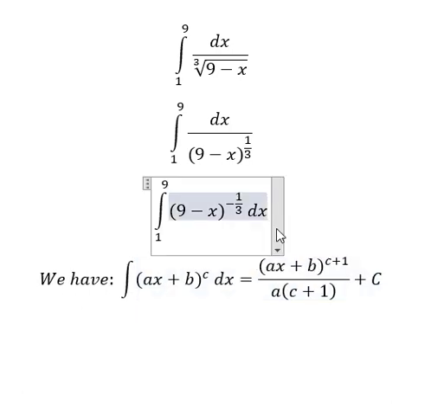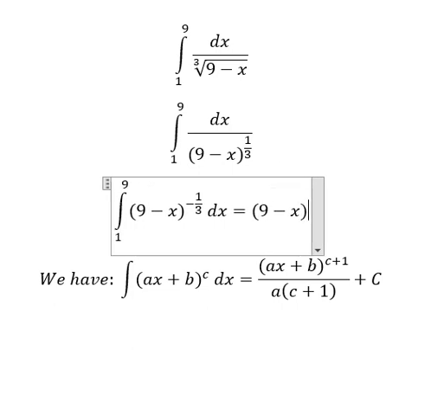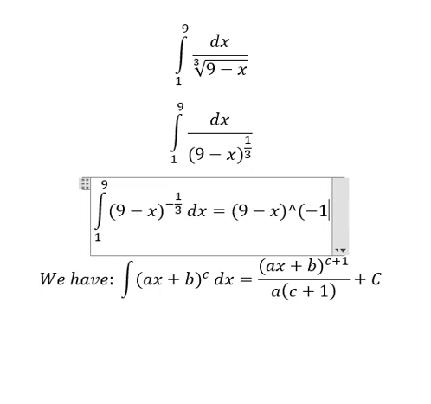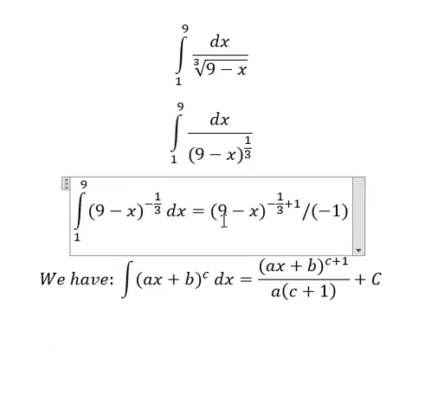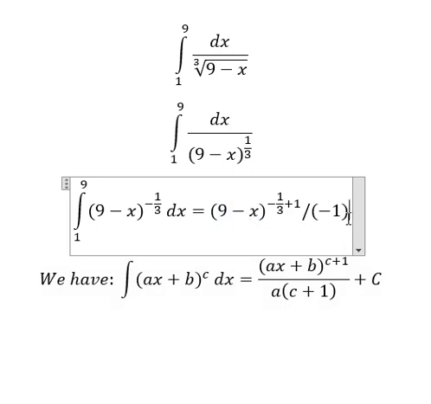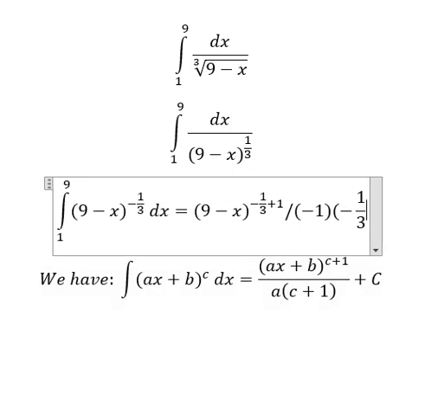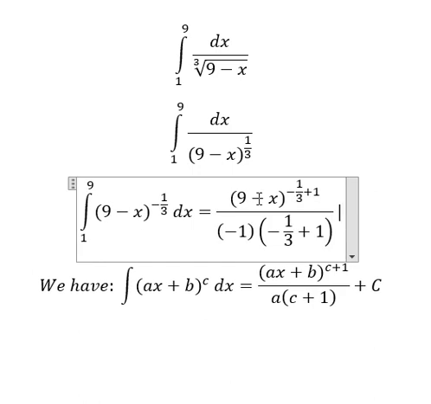So the integration of this one, that is about 9 minus s to the power of negative 1 over 3, plus 1 over negative number 1, because negative s, that is about negative number 1 in here, and that is about 8. And we have negative 1 over 3 plus 1. And then we put the bounds from number 1 to number 9.